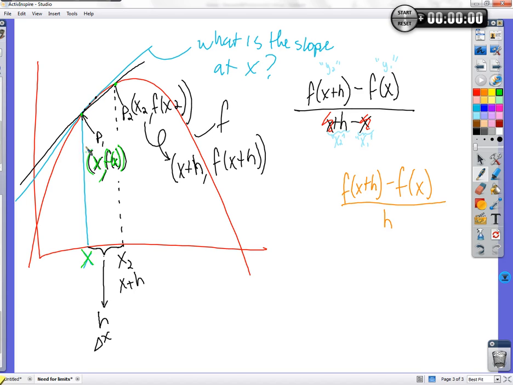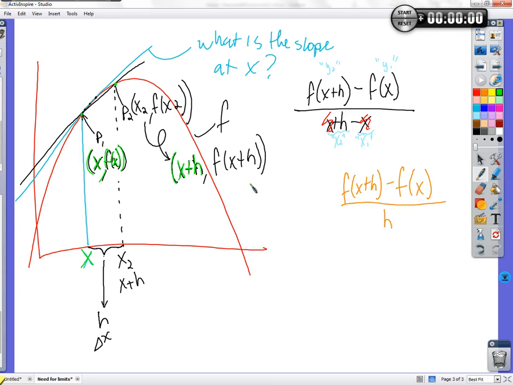So this point is x, comma f of x, x and y. This other x associated with this point here is h away, whatever h is. So we call this x value x plus h. This is where our pigtail arrow is leading us. So this other point is x plus h, just x plus a little bit more. Then the y value of this point is this guy right here.